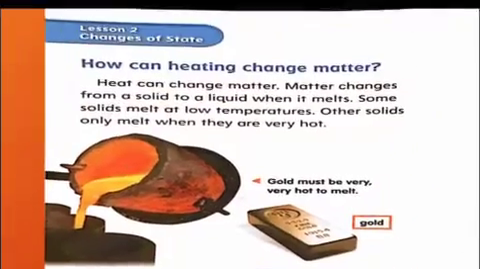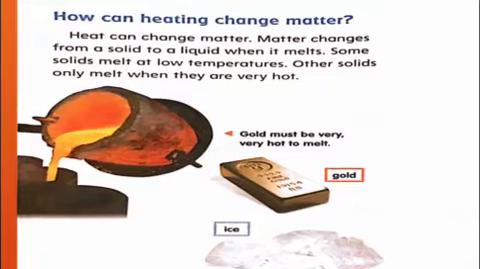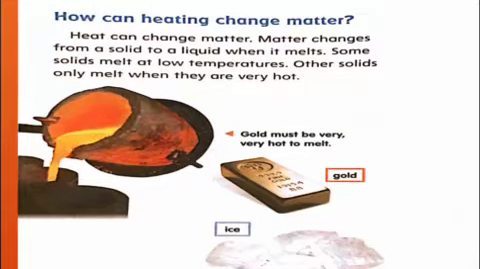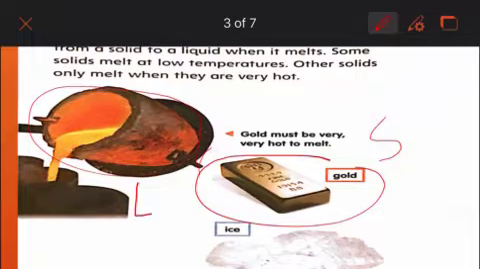Here, how can heating change matter? Well, some solids melt at low temperature, and other solids only melt when they are very, very hot, just like gold. Gold needs a very high temperature to melt. So gold here is solid. So gold must be very hot to melt. It will turn into a liquid.